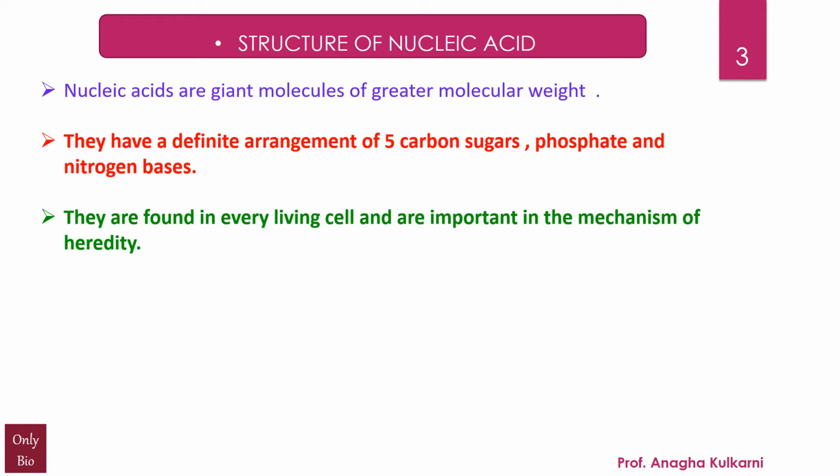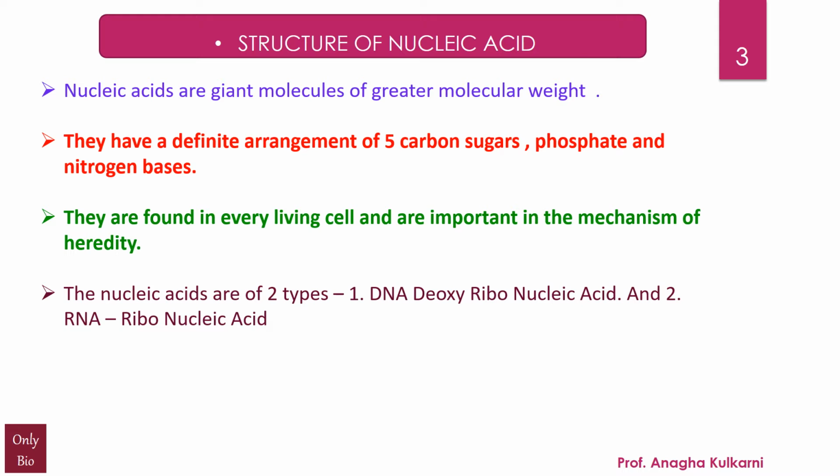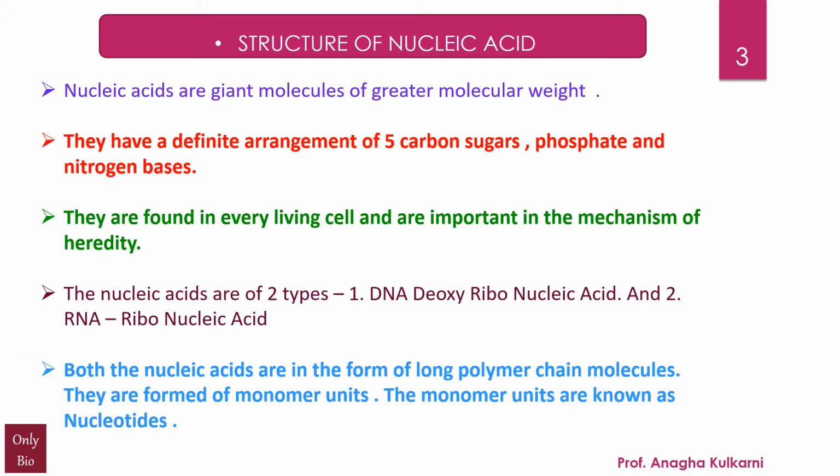I hope you can understand that when I say they are found in every living cell, this means we are talking about both DNA as well as RNA. So they are found in every living cell and are important in the mechanism of heredity. The nucleic acids are of two types. First, DNA, that is deoxyribonucleic acid, and second, RNA, that is ribonucleic acid. Both the nucleic acids are in the form of long polymer chain molecules which are formed of monomer units. The monomer units are called nucleotides.